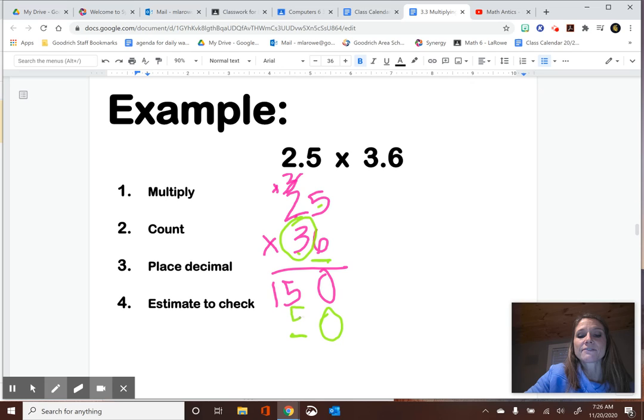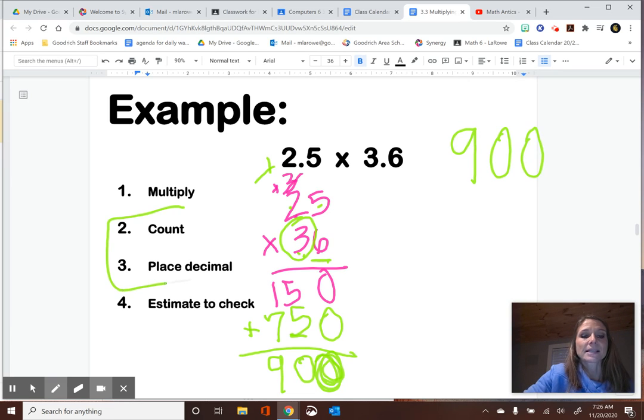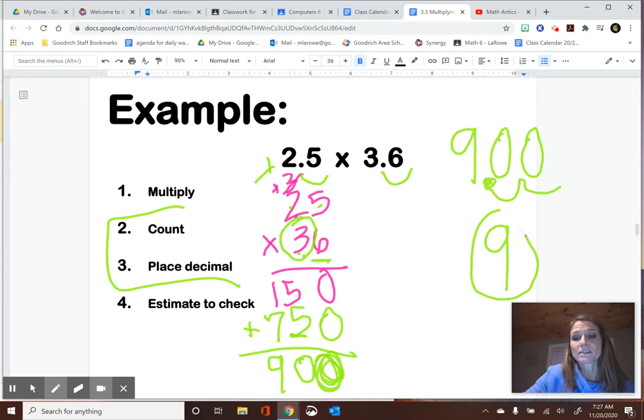3 times 5, 3 times 2 is 6, plus 1 more is 7. Add it back together, and I get 900. Well, I know 900 is not the answer. So if I'm thinking about this, I need to place my decimal. One spot there, one spot there. Is two spots total. So my answer needs two spots total, making it really just 9.